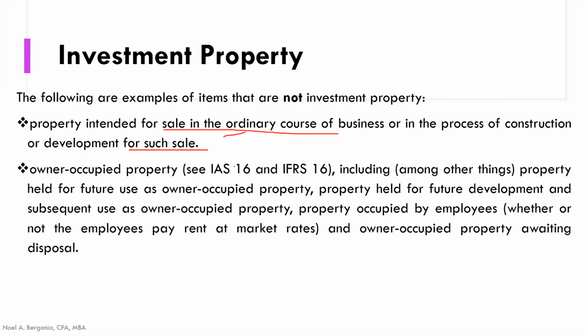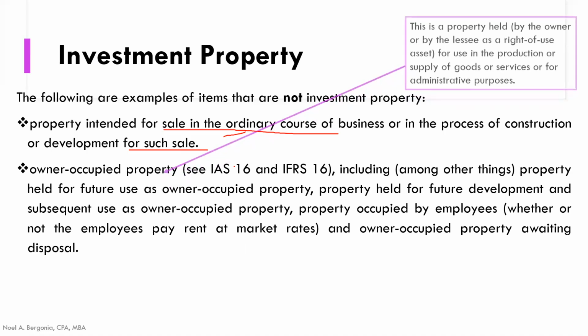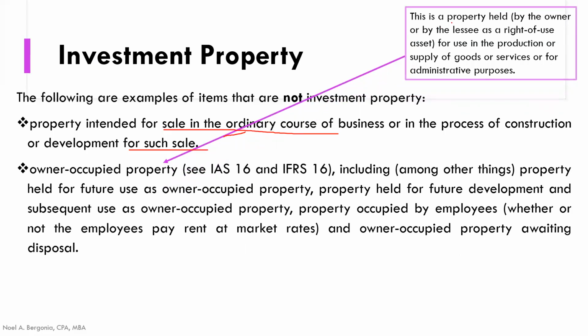Okay, so let's first define what owner occupied is in accordance with the standard. Owner occupied is property that was held by the owner or a lessee under a contract of lease, under a right of use asset, for use in the production or supply of goods or services, or for administrative purposes. If you remember the definition of PPE, di ba? PPE are tangible assets or property, plant, and equipment. If you forgot this.